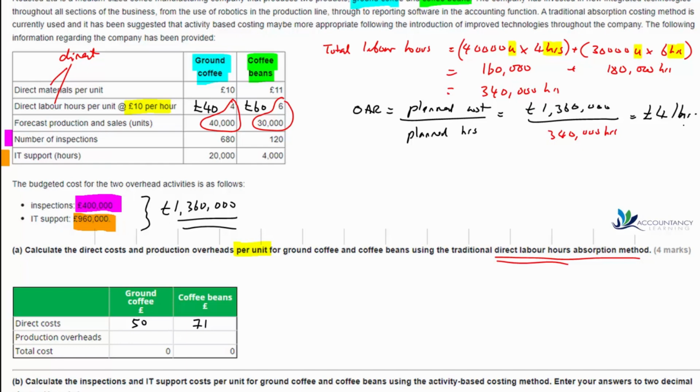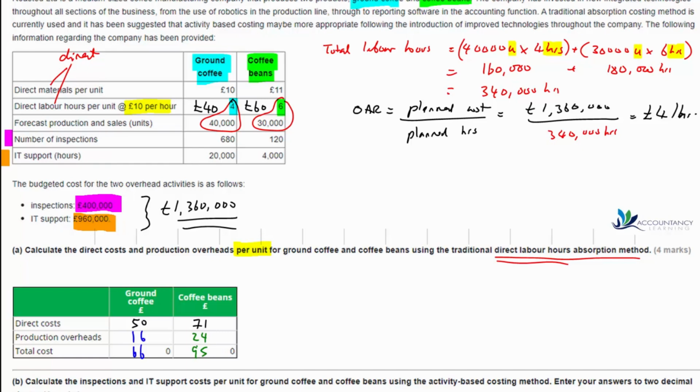So on that basis, we know that for the ground coffee, it takes 4 hours to make a unit, and we're going to cost that at £4 an hour. So that's going to give us a total of 16. That's our overhead absorption. So again, we can work out that's the 66 total for the whole unit. And then what about for the coffee beans? It's going to take us 6 hours to make 1 unit. It costs £4 per hour. So that gives us an overhead cost of £24. Again, when we add up the total, that's going to be a total cost of £95.